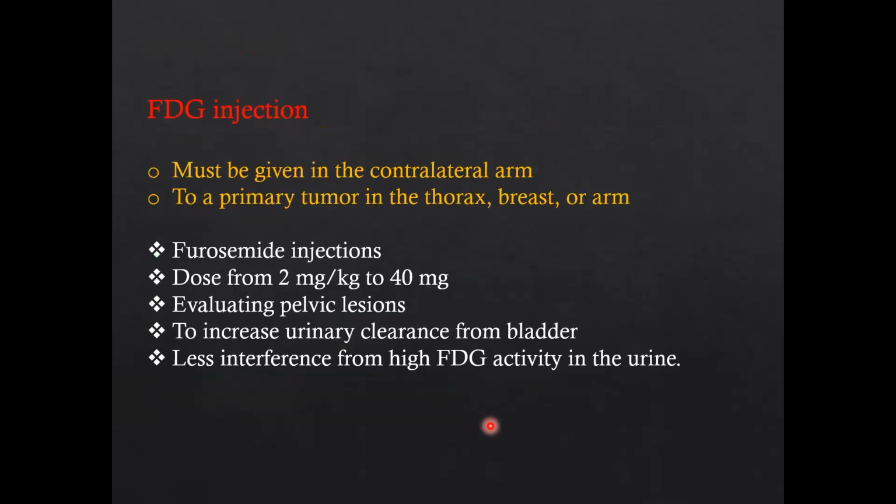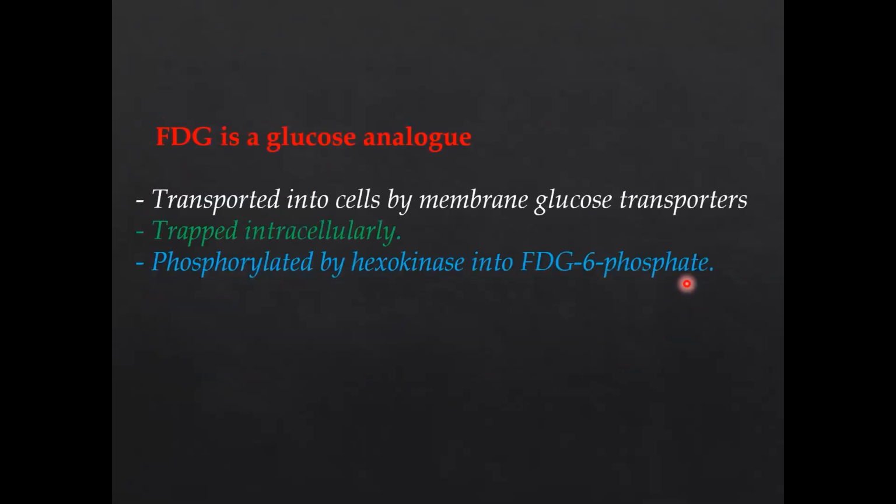Now FDG injection ideally should be given in the contralateral arm to a primary tumor in the thorax, breast or arm. Furosemide injection, dose from 2 milligram per kg to 40 milligram, when evaluating pelvic lesions, to increase urinary clearance from the bladder and less interference from high FDG activity in the urine. So FDG is a glucose analog transported into cells by membrane glucose transporters. It is trapped intracellularly and phosphorylated by hexokinase into FDG 6 phosphate.